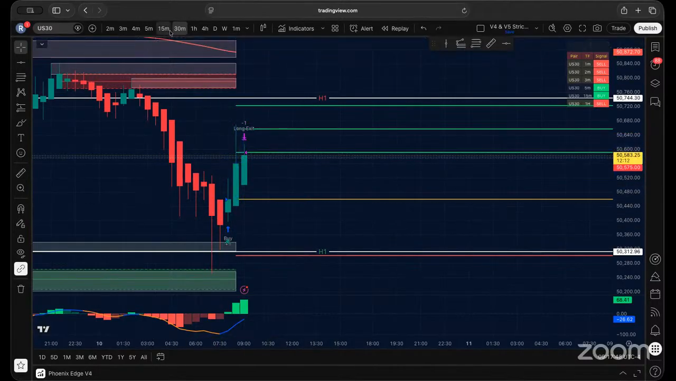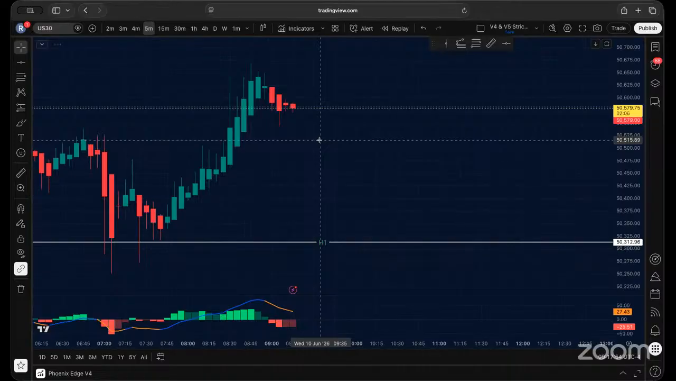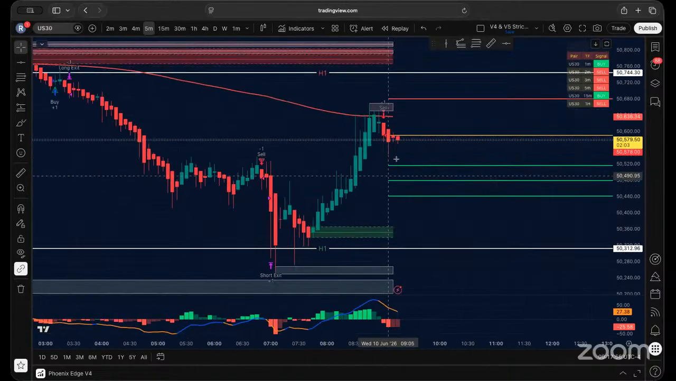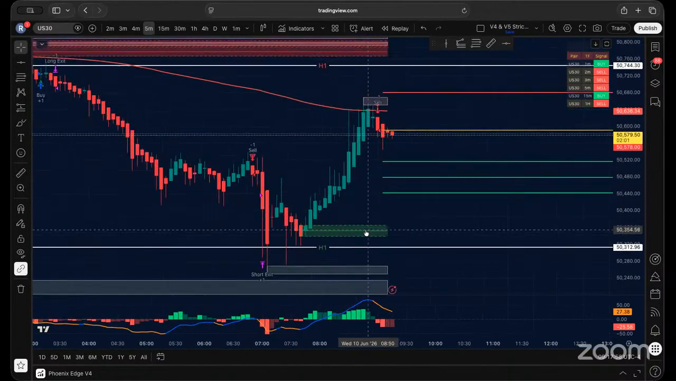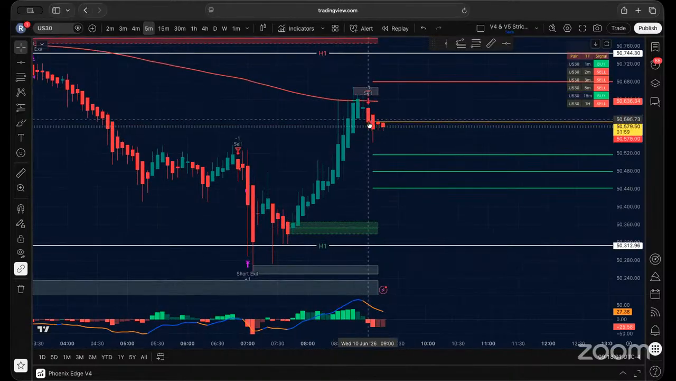All right, so that's as simple as it gets, right? The 30-minute gave us our perfect entry. If you want to take it a step further, maybe we could have gotten in a little bit earlier. So again, we just start checking our different time frames. I'm surprised you didn't see this 5-minute sell.